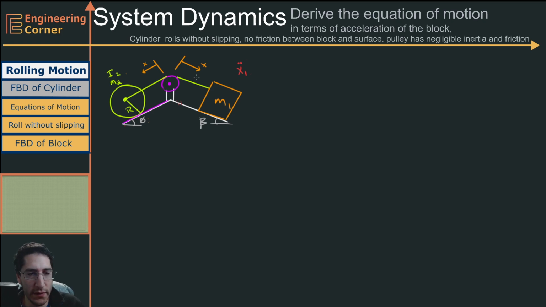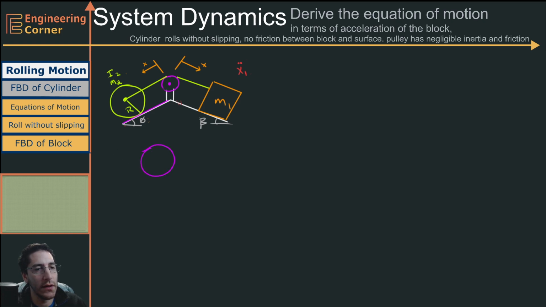Now, how am I going to solve this problem? First, I'm going to solve it using free body diagrams, and this is going to be similar to a way you would see in an engineering dynamics class. Then I'm going to resolve it using equivalent mass, and I'm going to show that the answers are equivalent. So let's start by taking the free body diagram of the cylinder.